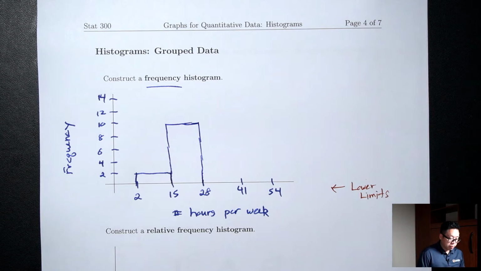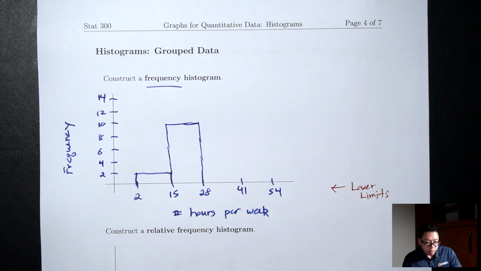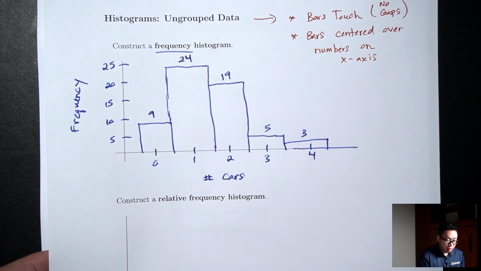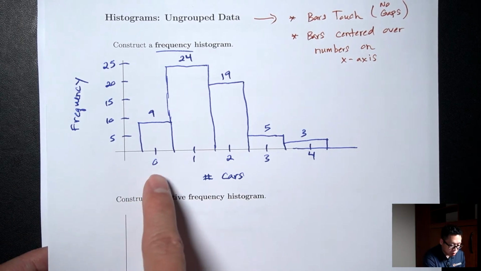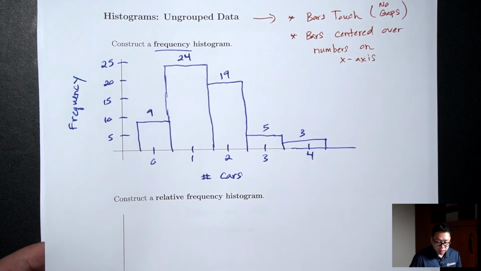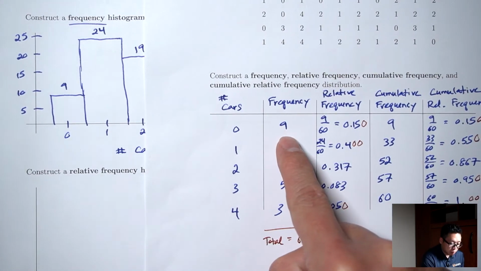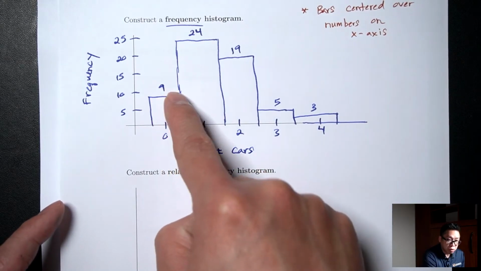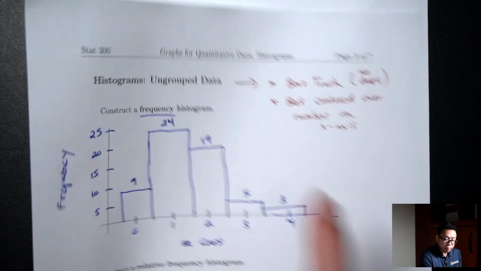Okay, notice the difference. Well, the similarity: the bars touch. In the first situation, when we have ungrouped data, the bar is centered above the number, or the numbers are centered on the bars. That's because in that situation, the frequency 9 represents just a 0. So this bar goes just with the 0. Okay, that's situation 1, ungrouped data.